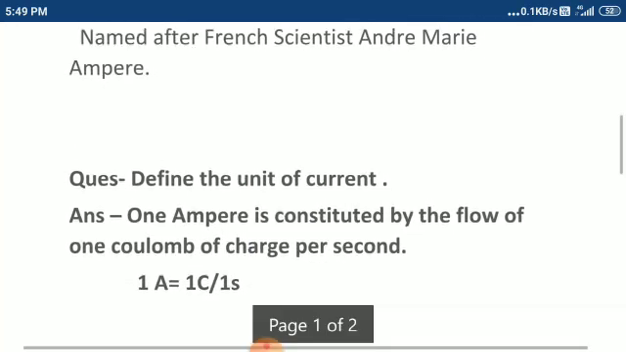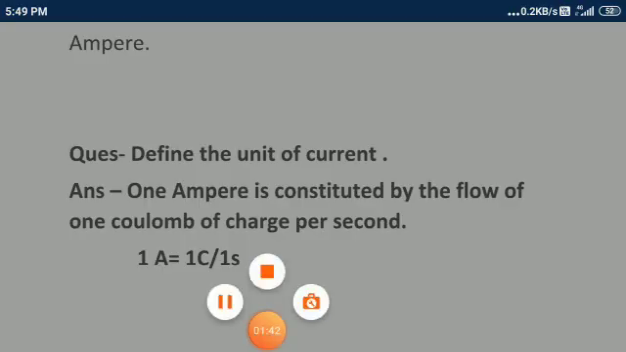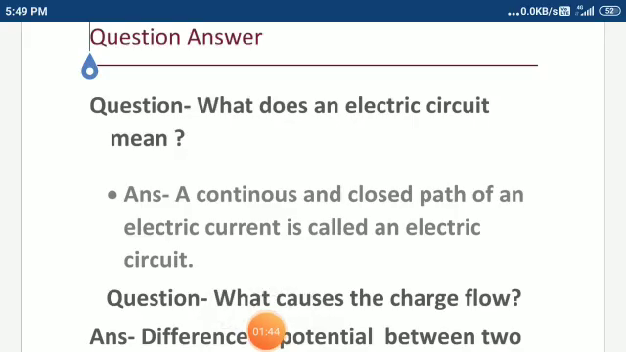Question. Define the unit of current. 1 ampere is constituted by the flow of 1 coulomb of charge per second. So like this you will write your definition if it is asking about 1 unit of current. 1 unit means 1. Remember this thing. Denotation also you will show that 1 ampere is equal to 1 coulomb per second.